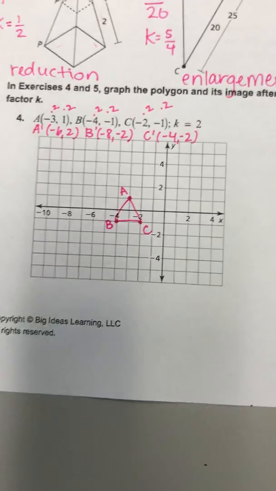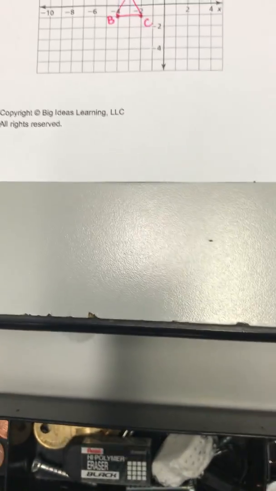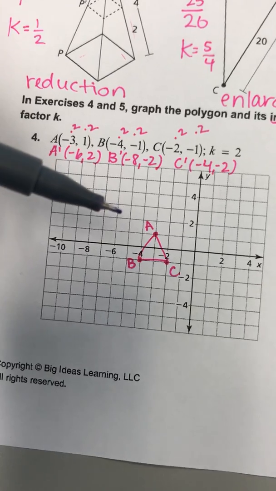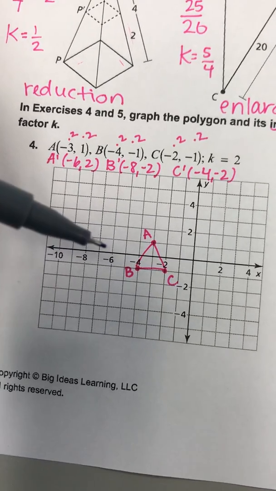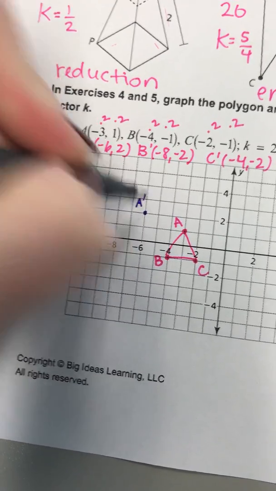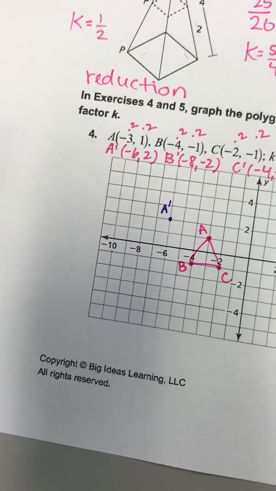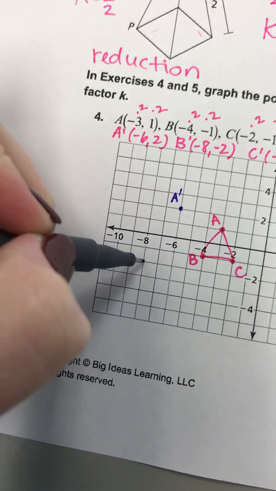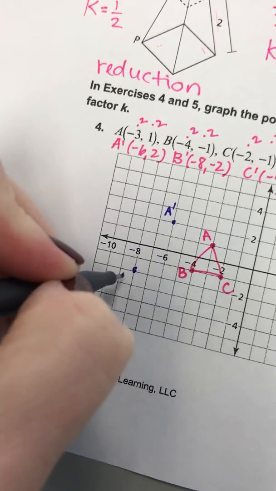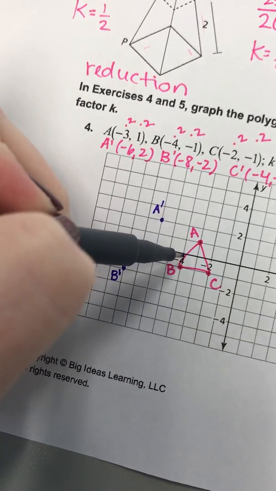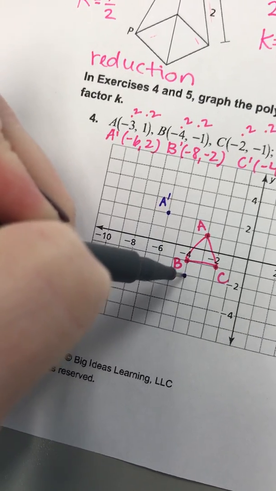Okay, so then we're just going to graph those. Let's see what I got here. We'll do that in purple. Oh, this is a crappy one. So -6 and 2. And then we've got -8, -2. And C is at -4, -2.